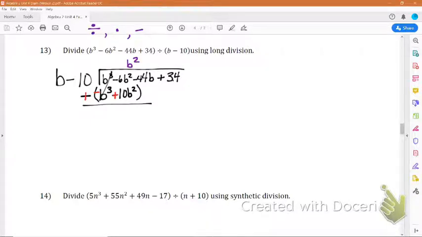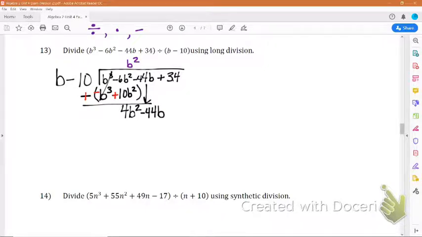And then negative 6b squared plus 10b squared. I have negative 6 plus 10, positive 4b squared. We're just adding them together. Your bank account's overdrawn $6. You put $10 in. Now your bank account's 4. Bring down your next term. So I'll bring down your minus 44B.